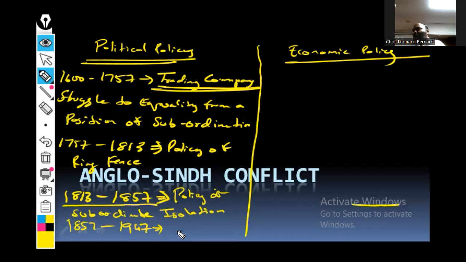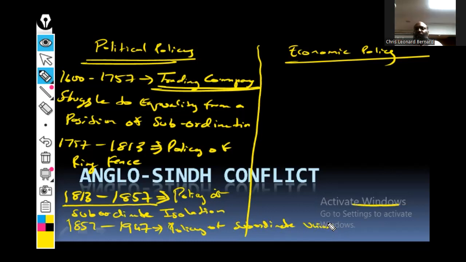What happens? A relationship, a bond. So what is it? It is a union. So they follow the policy of subordinate union. Indian states are subordinate, but they are in union or communion with the British. So subordinate union. So what is the political policy?